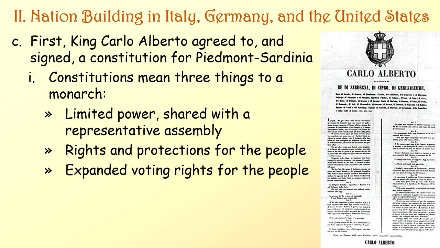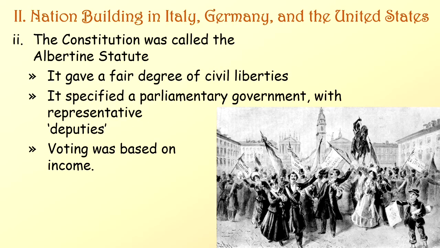First, Carlo Alberto agreed to and signed a constitution for Piedmont-Sardinia. Constitutions mean three things to a monarch. They mean limited power, shared with a representative body. They mean rights and protections for the people, and they also mean expanded voting rights for the people. The Constitution was called the Albertine Statute, and it gave a fair degree of civil liberties. It specified a parliamentary government with representative deputies, and voting was based on income.